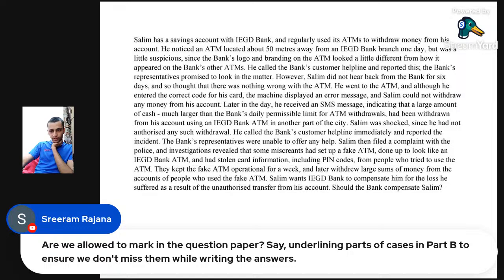Are we allowed to mark in the question paper, say underlining parts of the cases in part B to ensure that we don't miss them while writing answers? I really don't remember if we were allowed to mark our paper. Generally, papers don't allow you to mark anything.